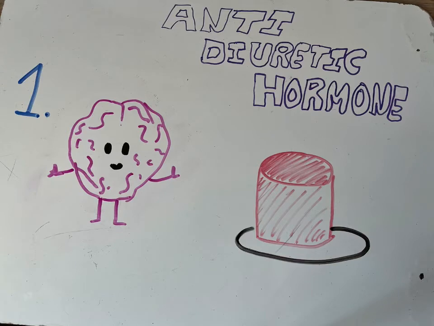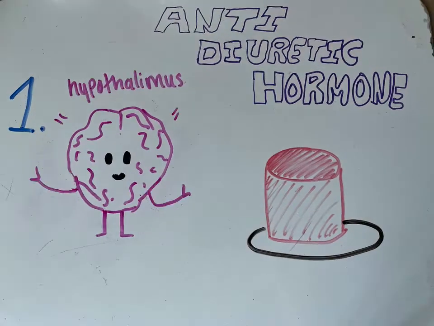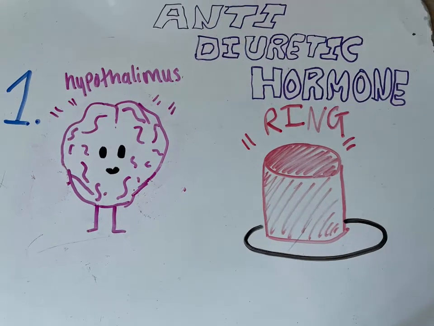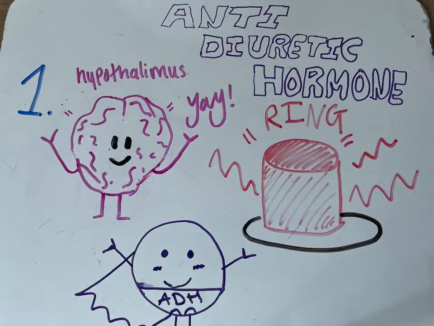The production of ADH is controlled in three ways. Receptors in the hypothalamus are sensitive to detecting the plasma concentration in blood. If this becomes too high, ADH is stimulated.